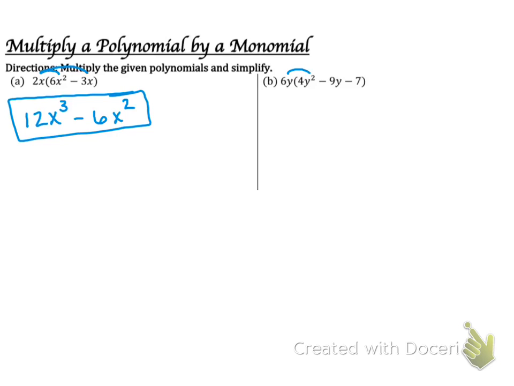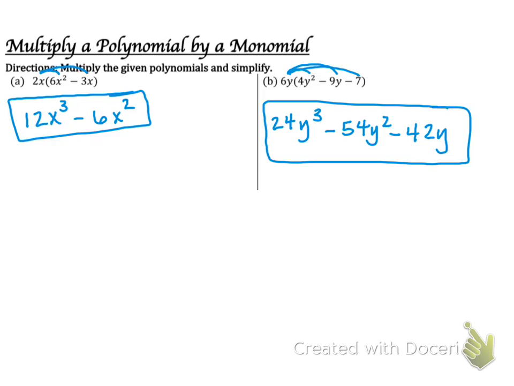Example B, I need to distribute the 6y. So I distribute to 4y squared. That gives me 24y cubed. I distribute to -9y. That gives me -54y squared. And then distribute to -7, which gives me -42y. Again, double checking to see if there are any like terms. There are no like terms, so that is my answer.